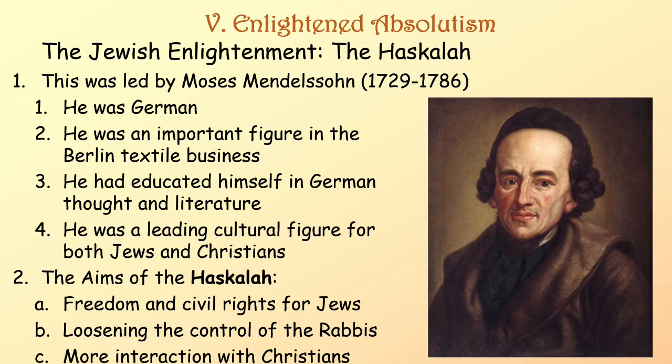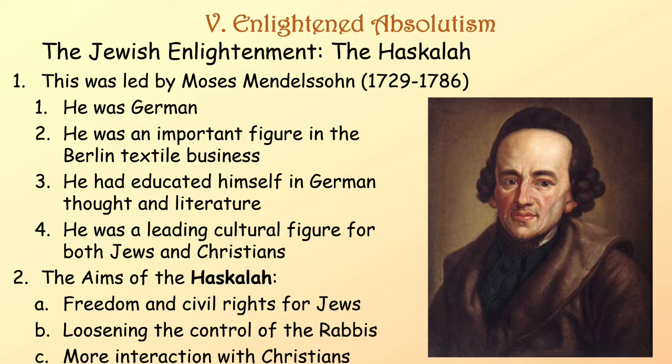So the Jewish Enlightenment, the Haskalah, this Jewish Enlightenment was led by Moses Mendelssohn, lived from 1729 to 1786. He was a German. He was an important figure in the Berlin textile business. He had educated himself in German thought and literature, and he was a leading cultural figure for both Jews and Christians. So this Haskalah movement, the aims of it were threefold.